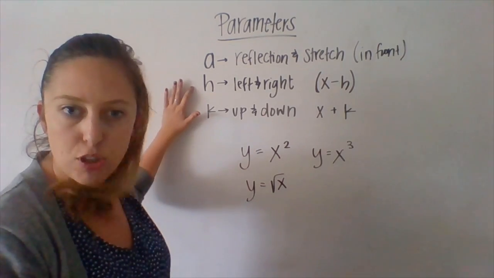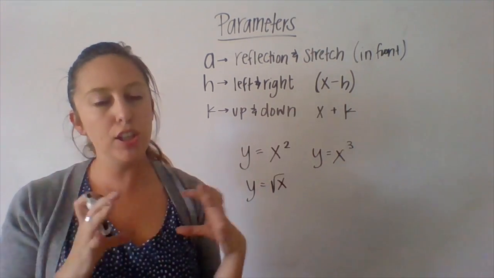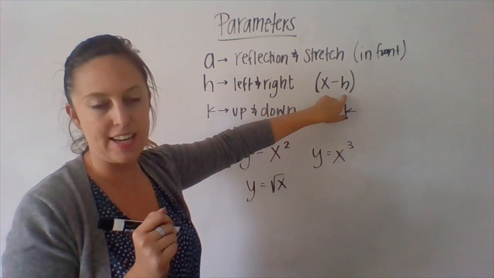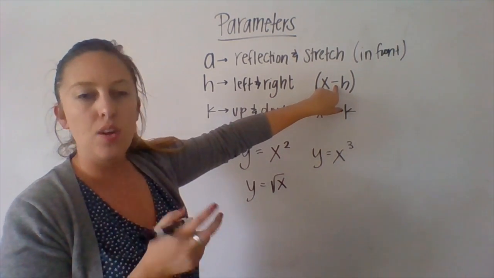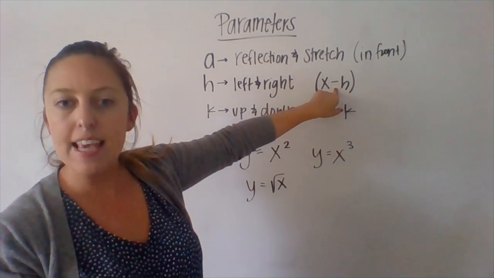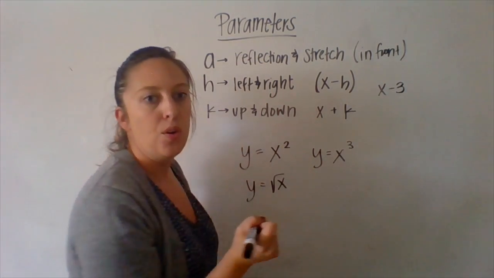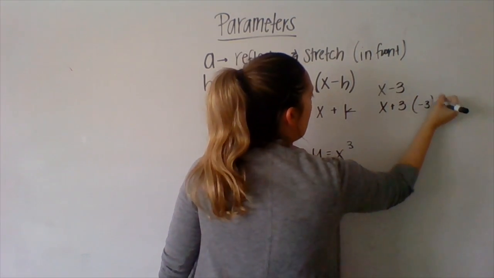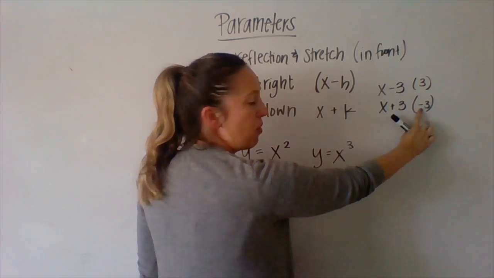The H controls my left and right, and H is found inside of parentheses with an X. So it's being included with the X, and something is special about H, which is that we always have X minus H here. Because this is a minus sign, what that's saying is that it's going to switch the sign when we plug in an input. So for example, if the input was 3, this would look like x minus 3. If the input was negative 3, it would look like x plus 3. So this one looks like it's a negative, but really we plugged in a positive 3. And this one looks positive, but really we plugged in a negative 3.